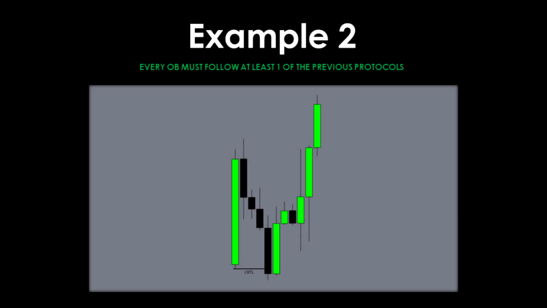Now in this example, you can see that the price purges the liquidity by taking out this CRT low. We then see the price close above the candle that purges the liquidity, but it only closed above the open, not the high. So in this case, we again use the candle body as the order block, and not the wick.